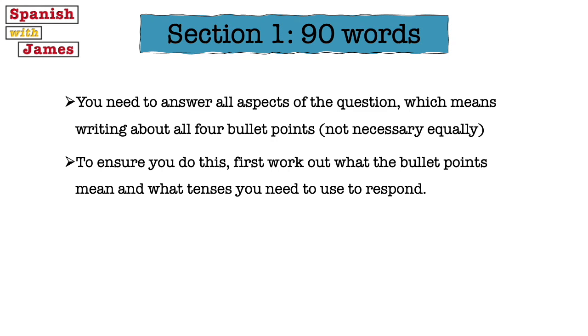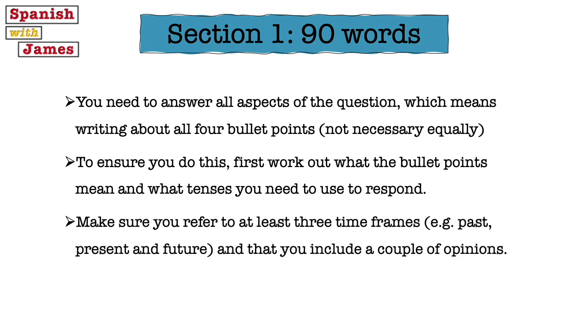To ensure that you do this, it's good to first work out what the bullet points mean. Look out for the question words. Is it asking you, what do you do? When do you do something? What do you like? What tense is it asking you to respond in? Is it asking you what you did yesterday, what you did last year, next year? Is it asking you what you normally do? So first look at what the bullet points mean and try and translate them into English if you can, and really highlight the tenses and what they're actually about.